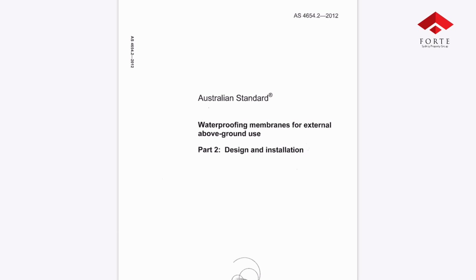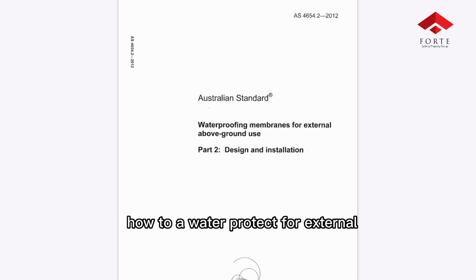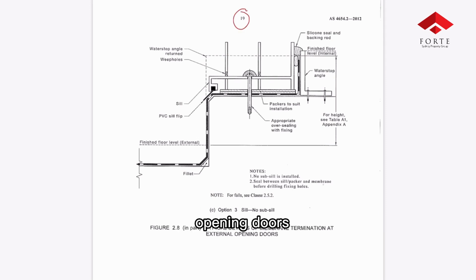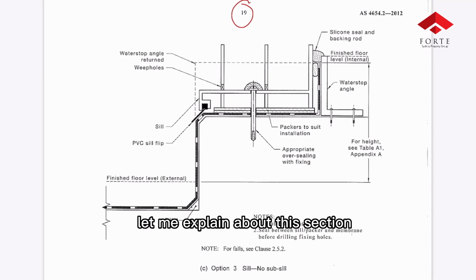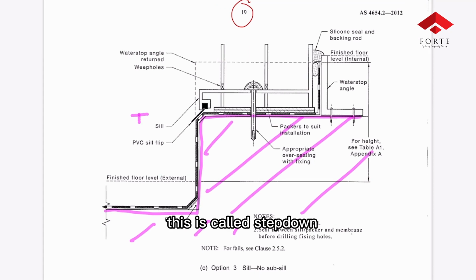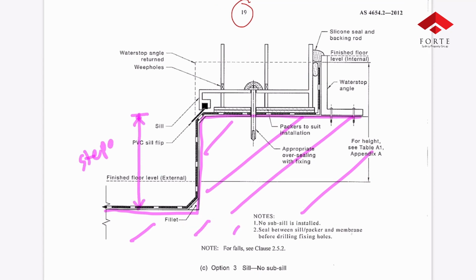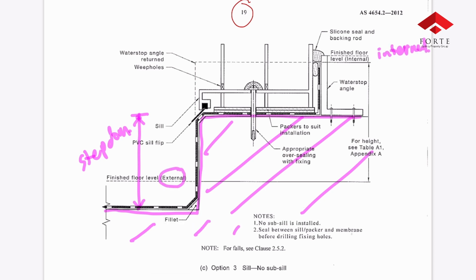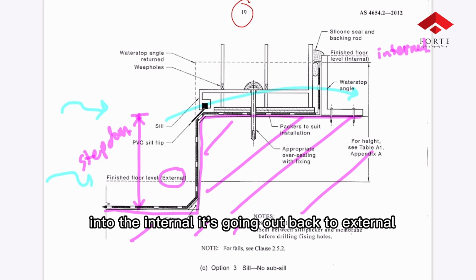This Australian Standard lets you know how to design, how high the hob should be, and how to waterproof it for the external. On page 19, it shows typical details of a membrane termination at external opening doors. Let me explain this section. This line is the concrete slab. This is called the step down. This is external, this is internal. So anyhow, if water is coming, it does not go over into the internal, it goes back out to the external.